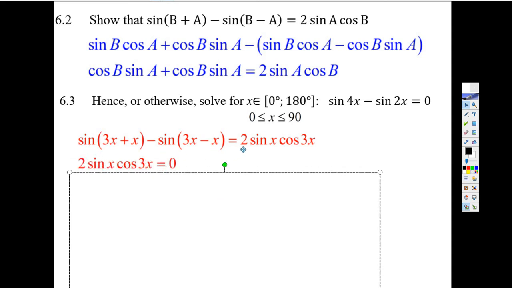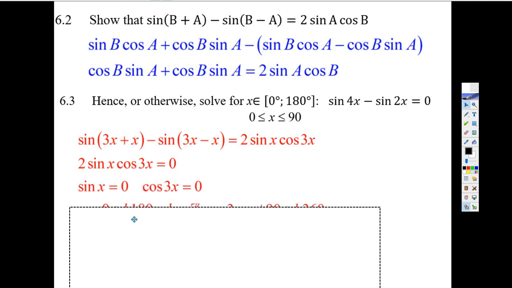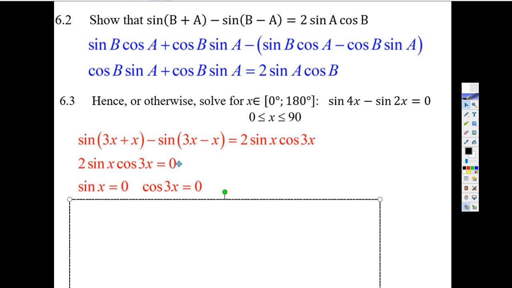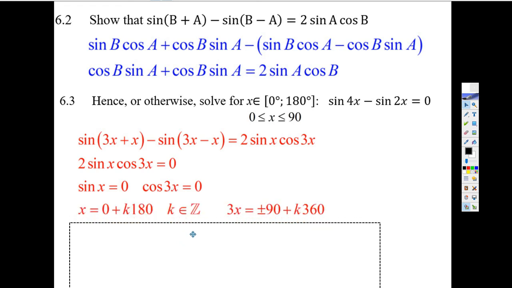If that's true, then it should equal 2 times the sine of the first angle, the sine of x, times the cosine of 3x. Hey, that makes things pretty easy, because the only way this is going to equal 0 is if sine x equals 0, or if cos 3x equals 0. Now, I saw their memo is a little different than mine. For sine x equal to 0, the general solution is x equals 0 plus any multiple of 180 degrees.